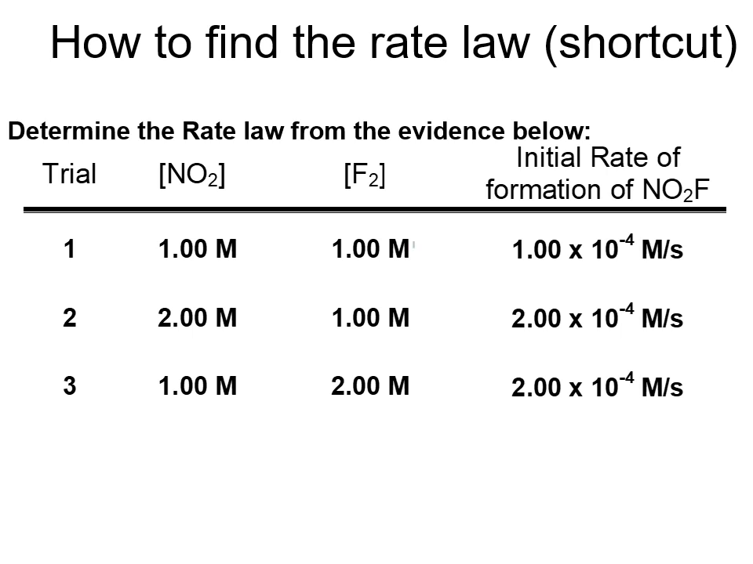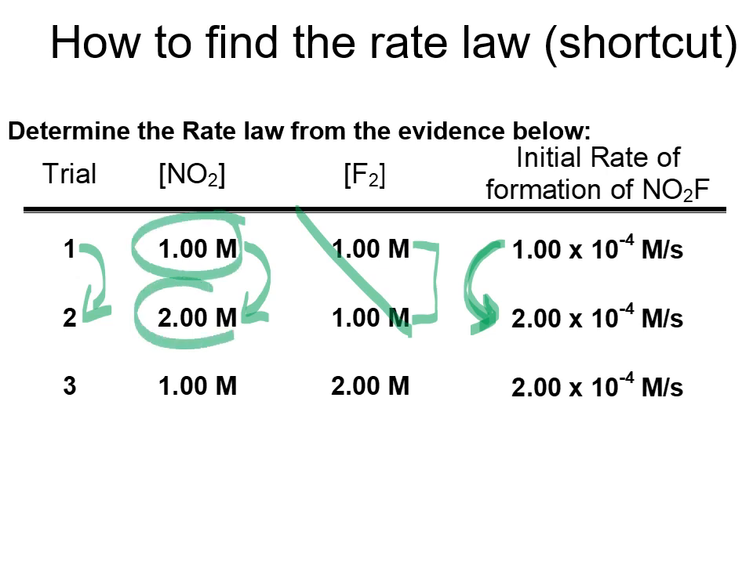So we know we've got a variable that we want to eliminate. If we look at trials 1 and 2, for F2, they're not changing. So any change between trials 1 and 2, if there's a change in the rate, it's not due to F2, because F2 hasn't changed at all. The fluorine hasn't changed at all. So any change in the rate between trials 1 and 2 must be due to the change in the concentration of NO2. So essentially we can say, okay, what is that change? We're going from 1 mole per liter to 2 mole per liter.